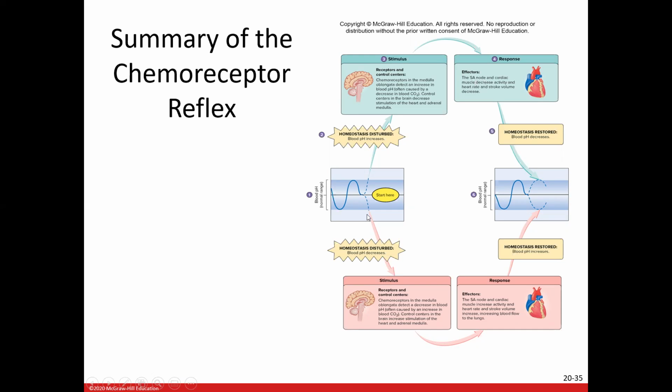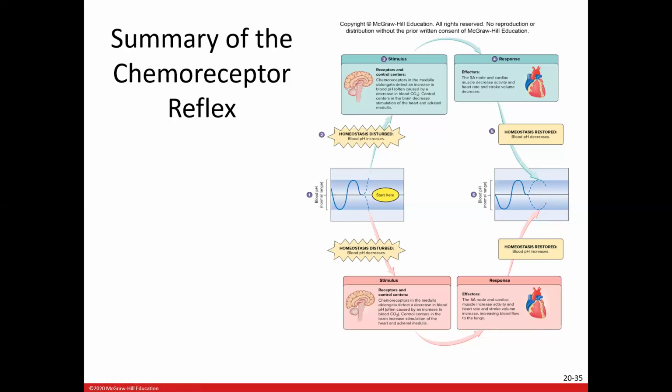Then if we have the pH get too low, gets too acidic, the drop in pH will be detected by the brain within the chemoreceptors. That will then send stimulation to the heart, to the sinoatrial node, in order for the heart rate to be increased because we're firing now more action potentials, which will increase the stroke volume and increase blood flow to the lungs, thus increasing pH back into our healthy normal range.